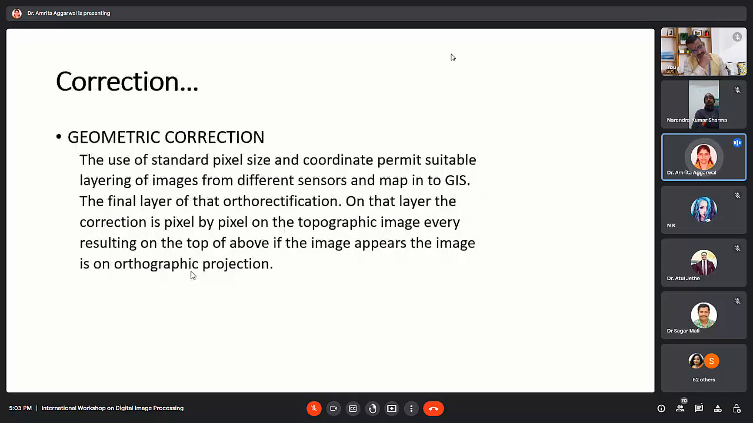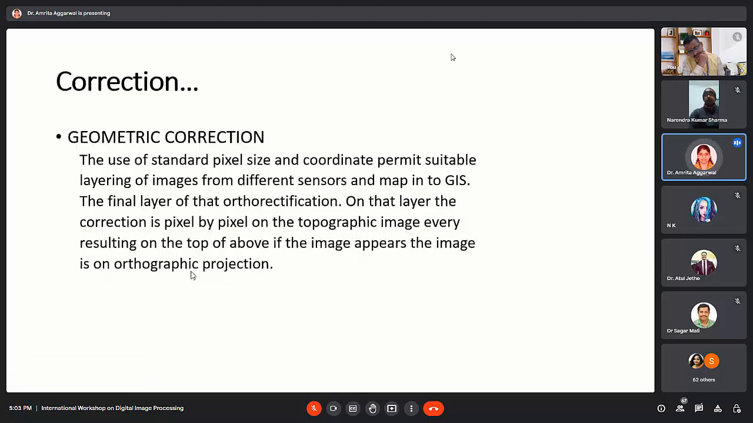Now in geometric correction, what do we do? Pixel by pixel. Okay, so on that layer, the correction is pixel by pixel on the topographic image, every resulting image on top. If the image appears, it is in the orthographic projection.